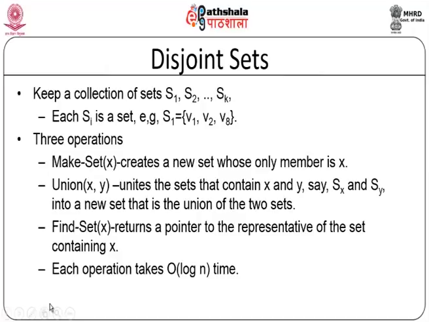You have a set Sx and you have a set Sy, and you want to unite these two sets, then you form a new set which is the union of these two sets. Then you have a new operation which is very important, find set X, that is it will return a pointer to the representative of the set containing X. So, suppose S2 contains that particular node X, then it will return S2. Each of these operations, make set, creating a new set, union, unionizing two sets that contain X and Y, and find set X, finding which set X belongs to, takes of the order of log n.